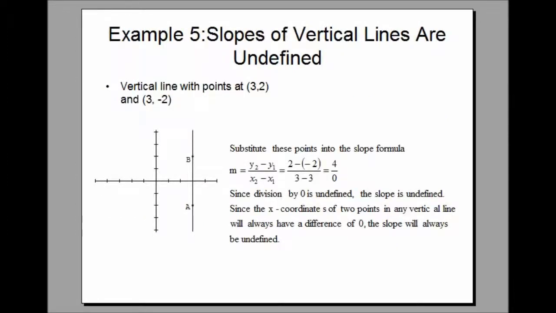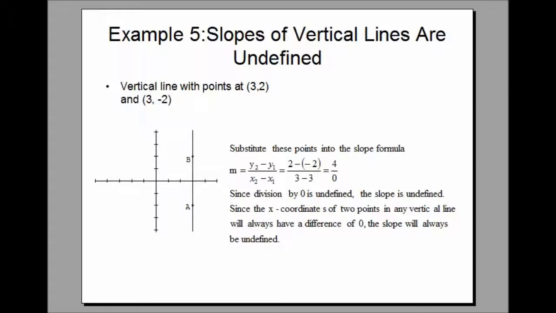Know also that slopes of vertical lines are undefined. Look at the vertical line with points at (3, 2) and (3, -2). Substitute these points into the slope formula. m equals (y2 minus y1) over (x2 minus x1) is (2 minus -2) over (3 minus 3). That's 4 over 0. Recall that division by 0 is undefined. Hence, the slope is undefined.